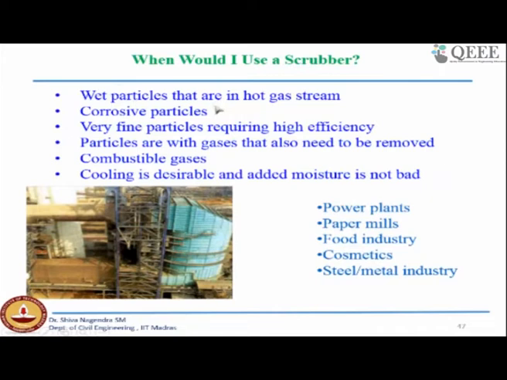You have wet particles in a hot gas stream. Okay. Then you have corrosive particles. Then very fine particles requiring high efficiency. Particles with gas that also need to be removed. Okay, so combustible gases. These are some of the cases. So in such cases, you are going to use a scrubber. Power plants, paper mills, food industry, steel or metal industry, cosmetics: you are going to use scrubbers.